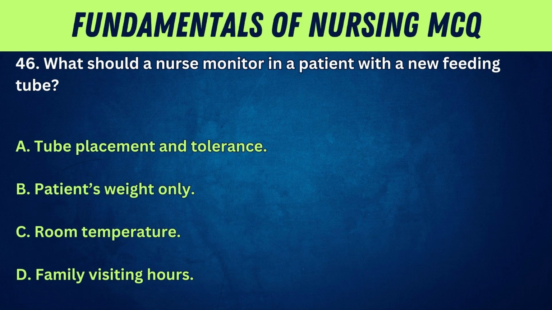46. What should a nurse monitor in a patient with a new feeding tube? A. Tube placement and tolerance. B. Patient's weight only. C. Room temperature. D. Family visiting hours.